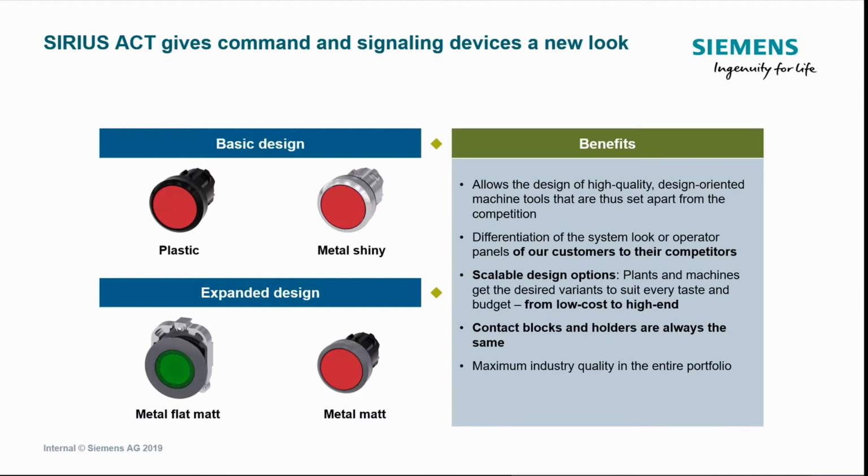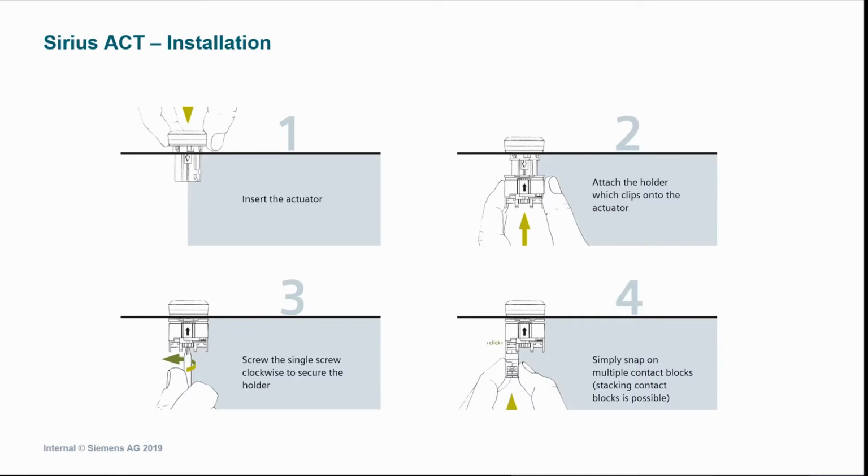As I say, we've got 4 design lines. We've always had plastic and shiny metal, even with the old 3SP3 range, but now we have 2 additional product lines as well. So we have the matte metal, and then we have the flat matte metal. The plastic, shiny metal and matte metal are all 22mm holes, and the flat matte metal is a 30mm hole for the install.